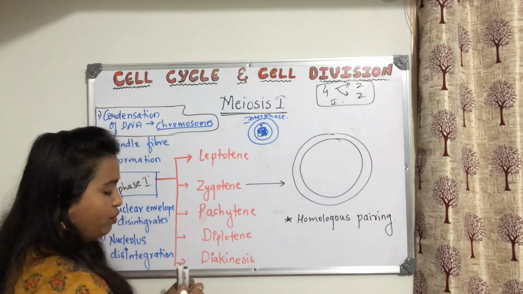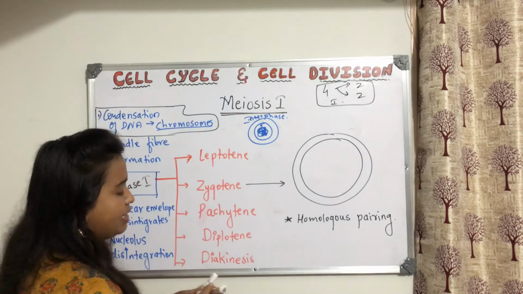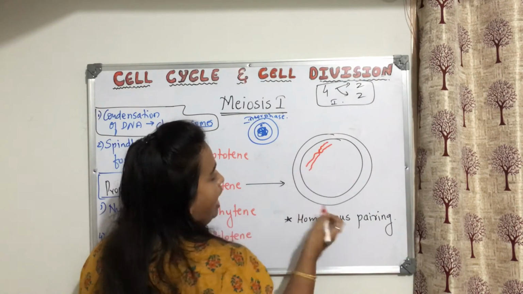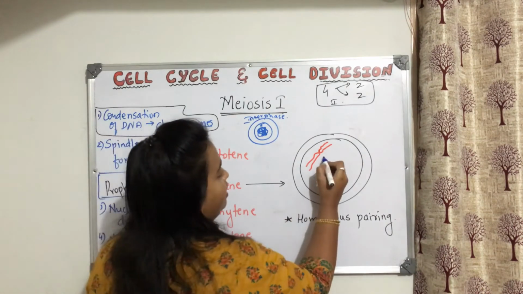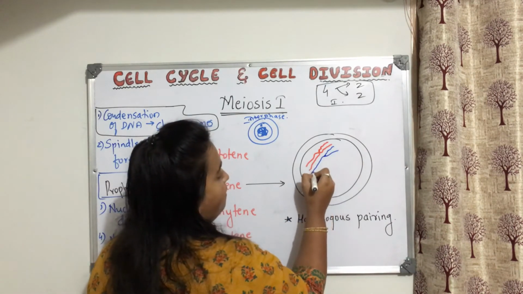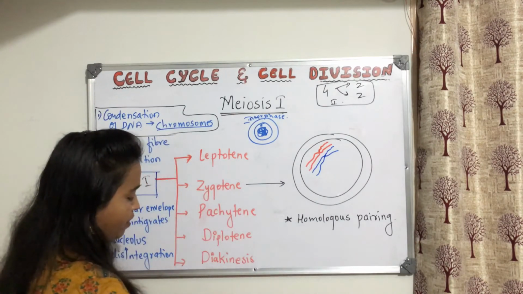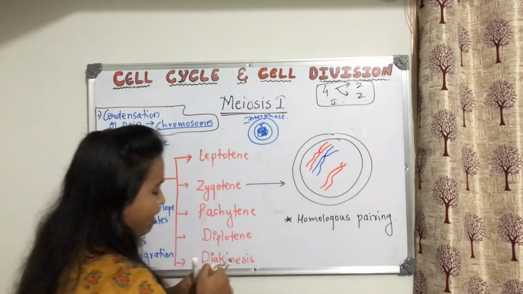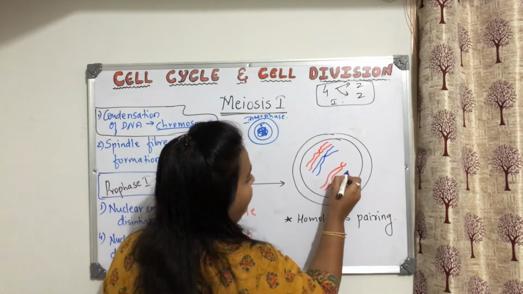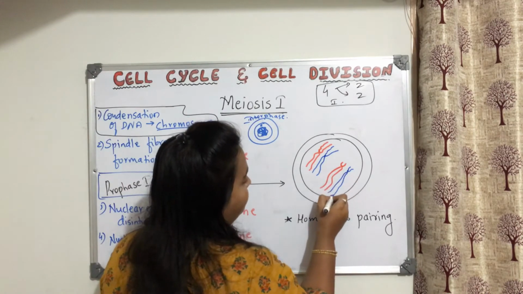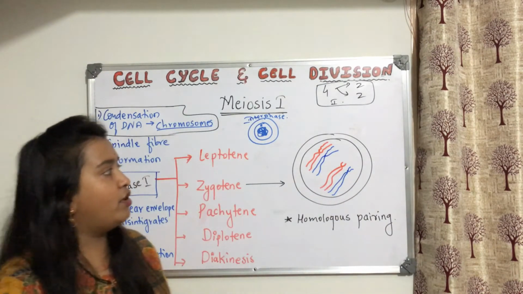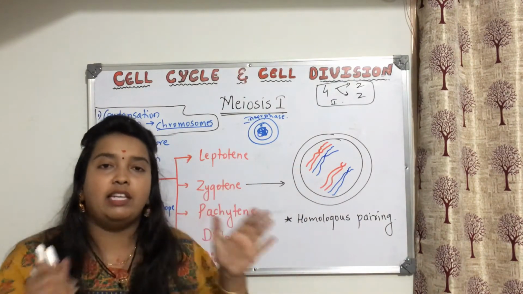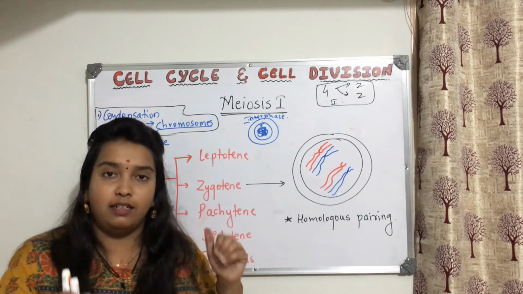Pairing of homologous chromosomes. I can show that the metacentric chromosome I had drawn pairs with the maternal chromosome, and the one which was like this will pair with the maternal or the paternal one, like this, right? So red is maternal, blue is paternal. What you should understand here is that they pair with each other. The homologous pairs come near to each other.